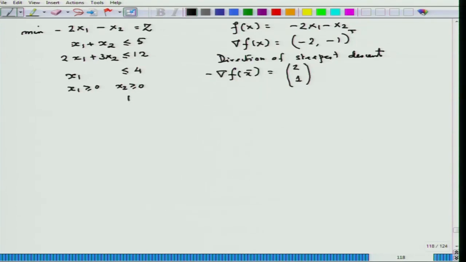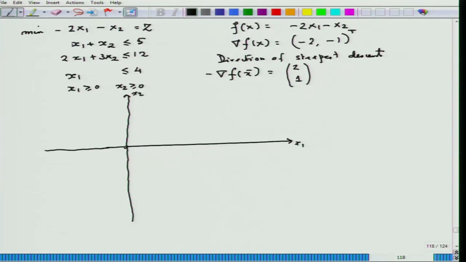Now, let me draw the feasible set of this problem. So, my objective is minus 2 x1 minus 2 x2. So, this is my x1, this is my x2. So, it is 0, 1, 2, 3, 4, 5, 6, 7, 8, and so forth. I do not bother about this part, and so on. So something x is less than or equal to 4.